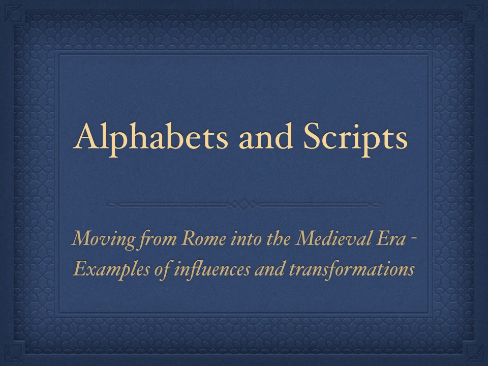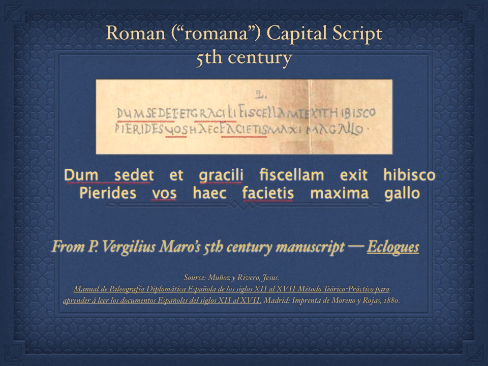Now, we can think about how we move from Rome and into the medieval era and start to look at some examples of influences and transformations in script. One script we might consider is the Roman or Romana capital script from the 5th century. And here you can see a little excerpt from Vergil Maro's 5th century manuscript, Eclogues. And you can see very quickly some underlined text here: dom sedat, gracili, vos, and facitis. So you can see this is a very early Roman script at the beginning of the medieval era.